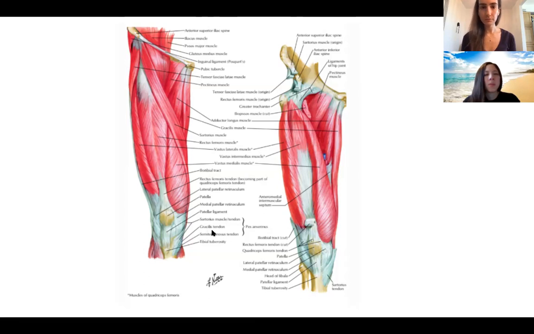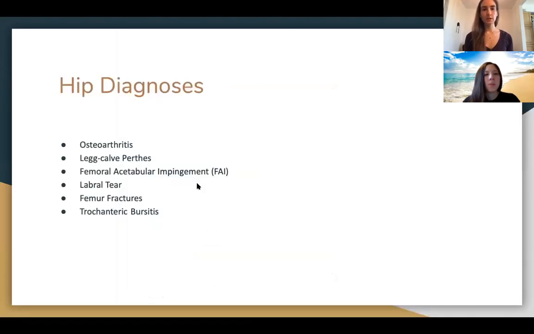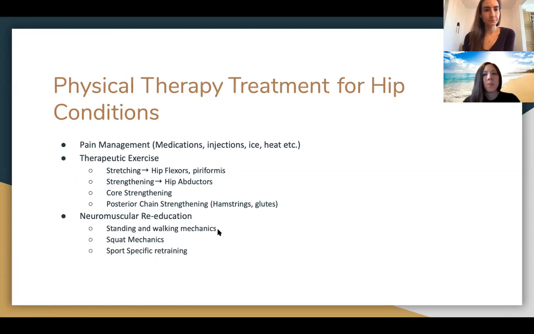So diagnoses, we spoke about osteoarthritis, Legg-Calvé-Perthes, femoroacetabular impingement. These are just some diagnoses. There's also muscular diagnoses involving the hip, such as hip flexor tendinitis, hip flexor tendinosis, hip bursitis. So there's many diagnoses, but these are just some.